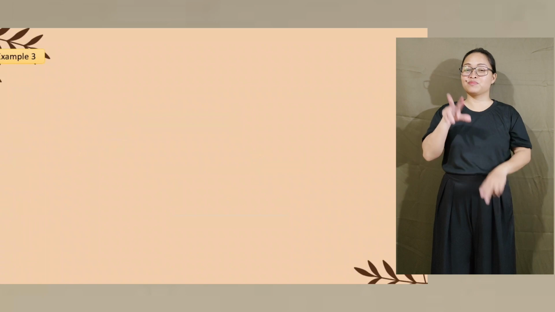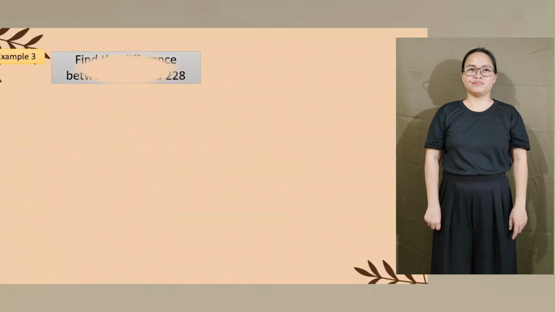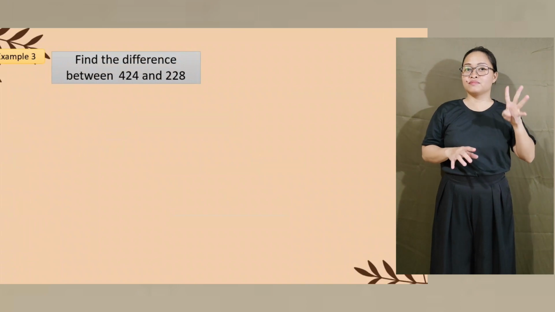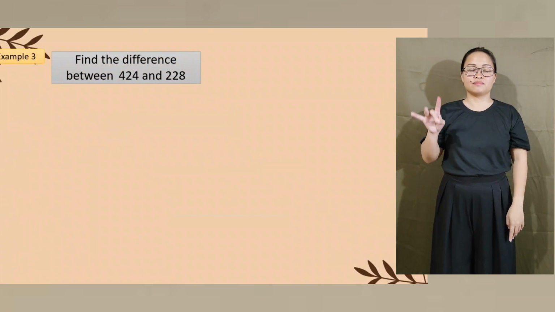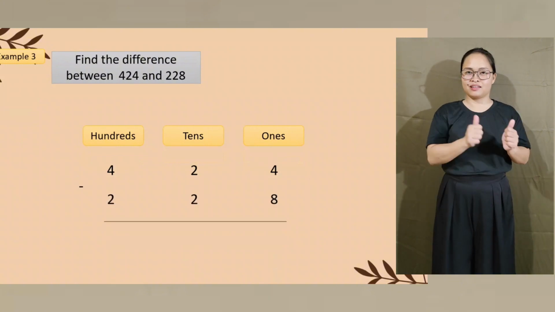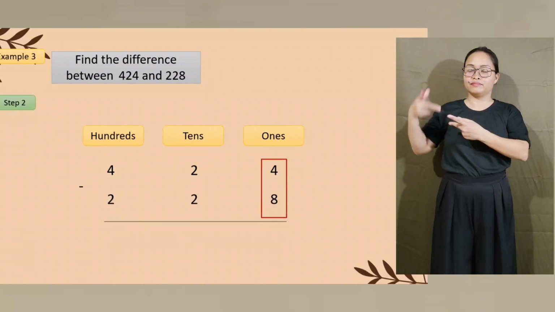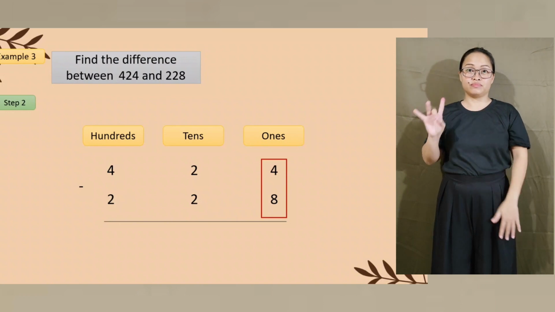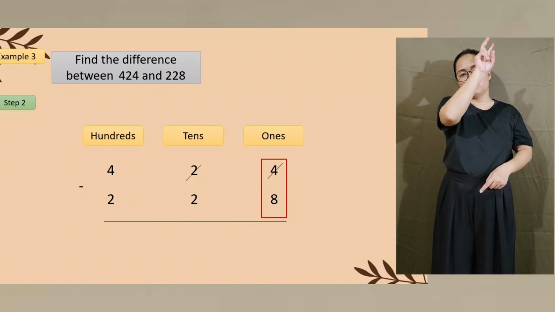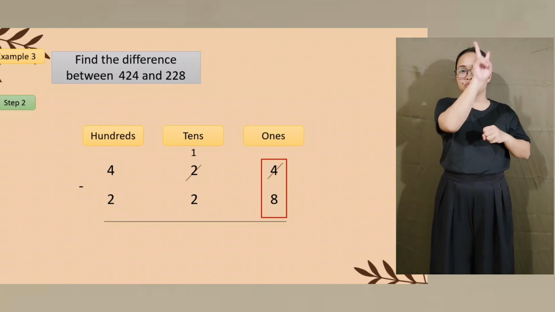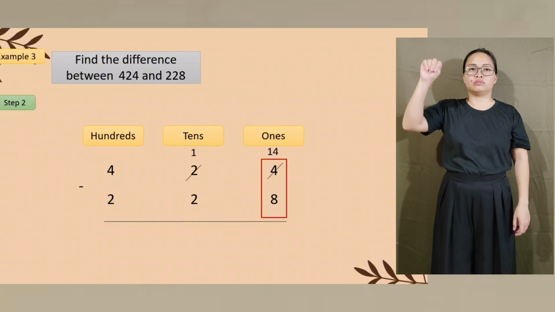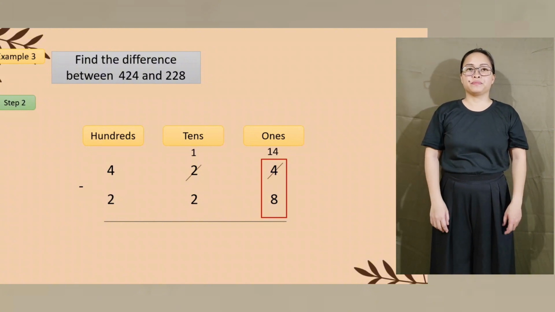Example number 3. Find the difference between 424 and 228. Now let's start subtracting in ones place. 4 minus 8, so we need to borrow 10 from tens place. So 2 becomes 1 and 4 becomes 14. So 14 minus 8 will get 6.